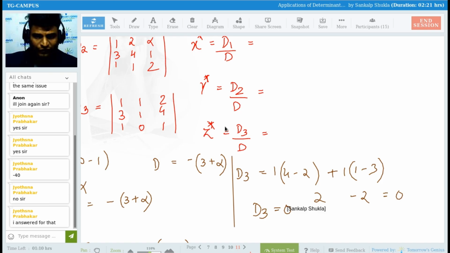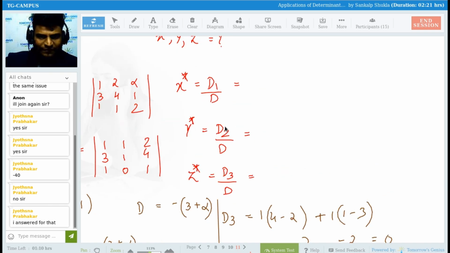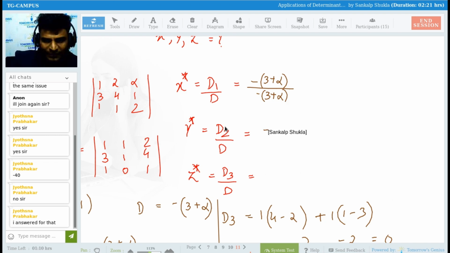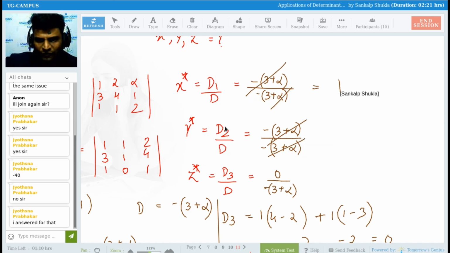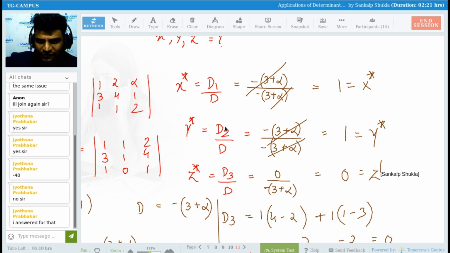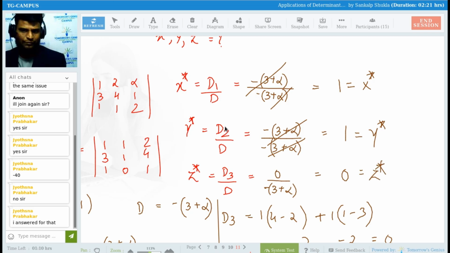So now what are the values? D1 by D will be minus of 3 plus alpha upon minus of 3 plus alpha. D2 by D is also minus of 3 plus alpha upon minus of 3 plus alpha. D3 by D is 0 upon minus of 3 plus alpha. So we have got the values to be 1, 1 and 0. That is x star is 1, y star is 1 and z star is 0. Now what was the question talking about?